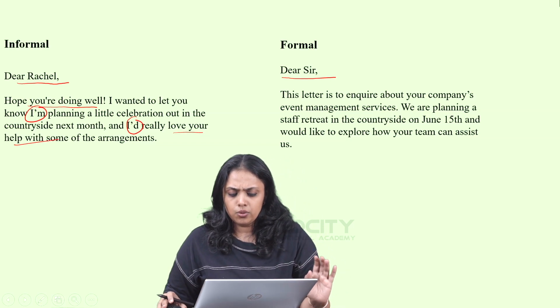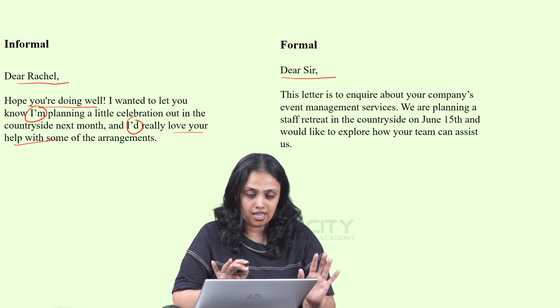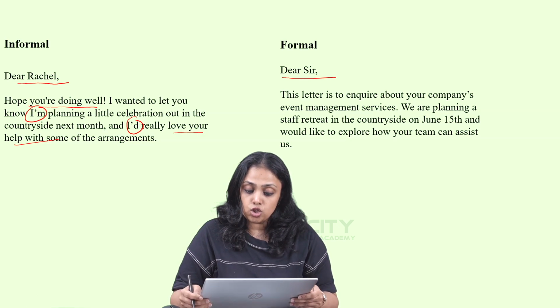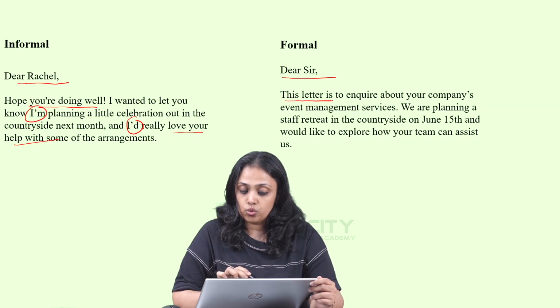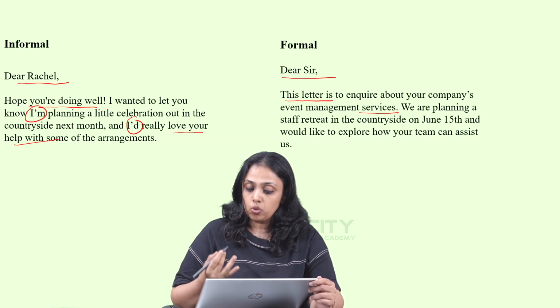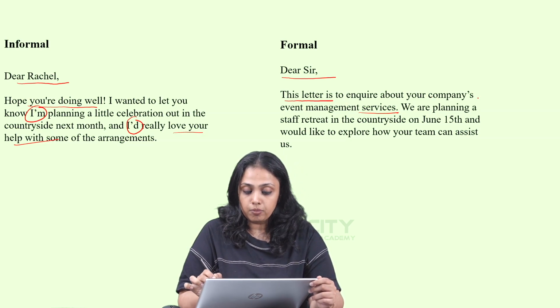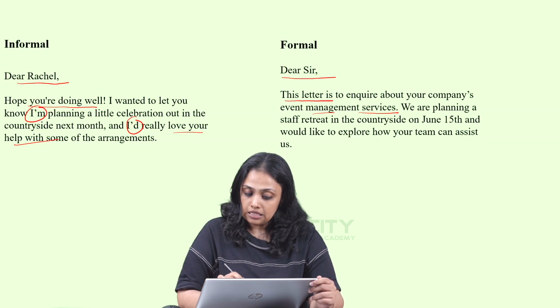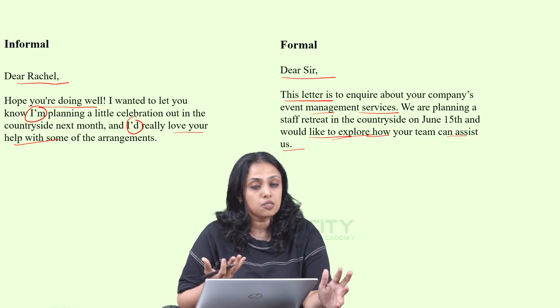Okay, now let's compare it with the formal version. The request is the same in both cases, that you have to keep in mind. But now let's see the tone and the kind of words used when it is a formal type. This letter is to inquire about your company's event management services. See, you have not used the active voice there. You've not written, I'm writing to inquire about your company's. No, you have used a passive voice. This letter is to inquire about your company's event management service. We are planning a staff retreat in the countryside on June 15th and would like to explore how your team can assist.